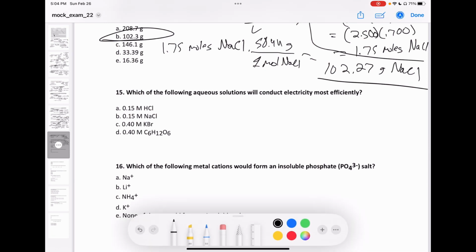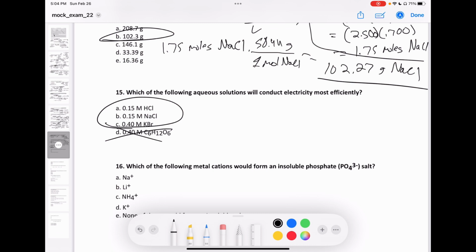Which of the following aqueous solutions will conduct electricity most efficiently? So this is just looking at electrolytes, and strong electrolytes are ionic compounds because they will dissociate 100%. So we can automatically tell that this one is off the charts because that's not an ionic compound, but these three are. And then if all three are ionic compounds, you want to see which one has the most ions after it's dissociated, because the larger number of ions, the more that electricity can conduct.